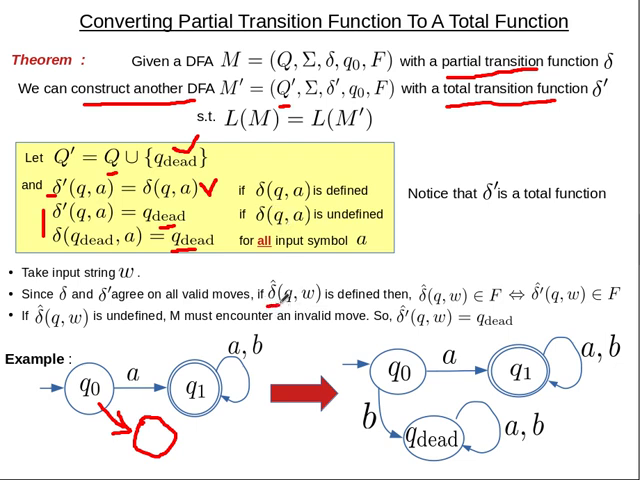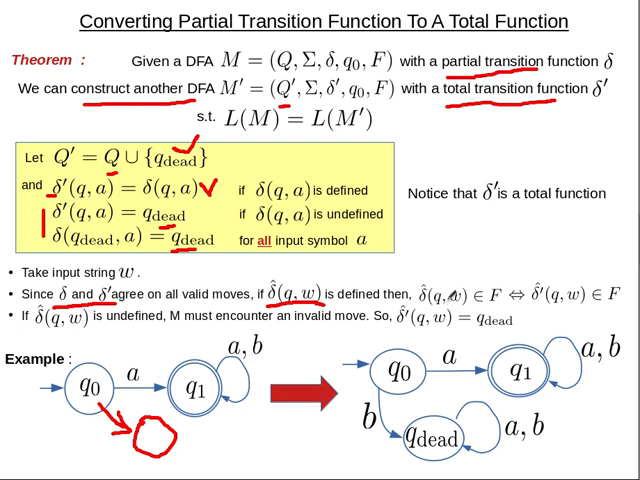So if this path is defined, this is delta hat, the extended delta, and this is a string, you see. If you have a path from state Q on this input string W in the original DFA, then you also have that path in the newly created DFA, right? And if that path leads to a final state in the original DFA, it will be the same in the new DFA. They are the same if they are defined. This delta and delta prime agree on all valid moves.